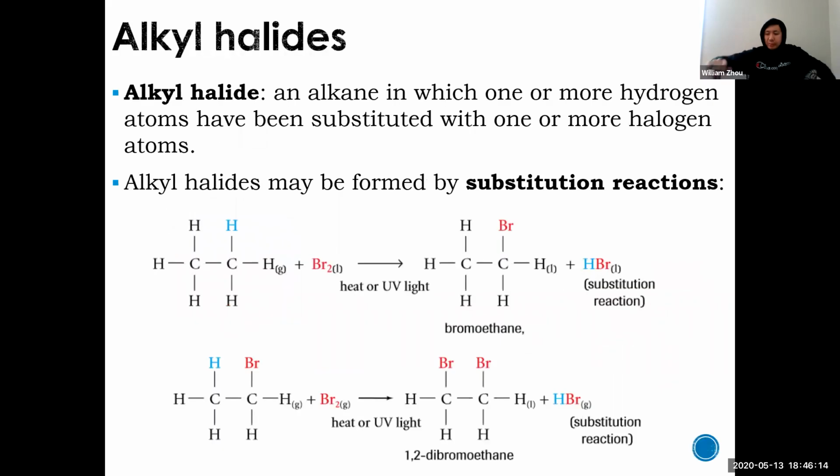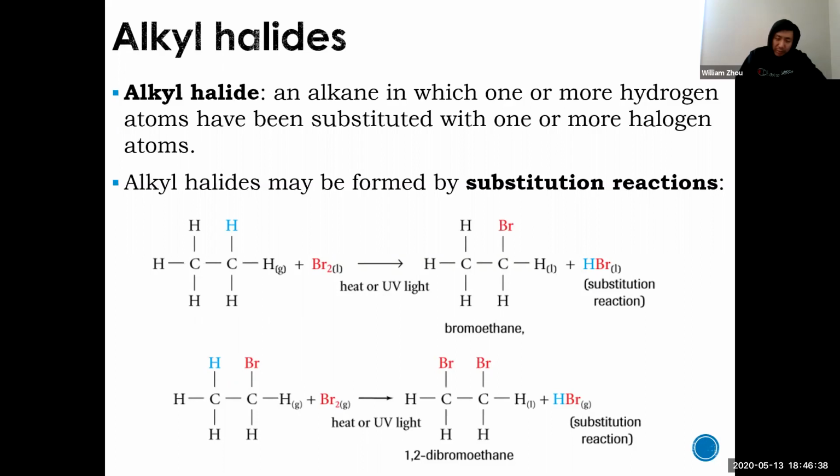All right, so let's move on to the next part of the lesson, which is alkyl halides. An alkyl halide is basically an alkane with a halogen. You substitute one or more hydrogens with different halogens. To get that, you need a substitution reaction. And as the name would suggest, substitution means you do a switch.